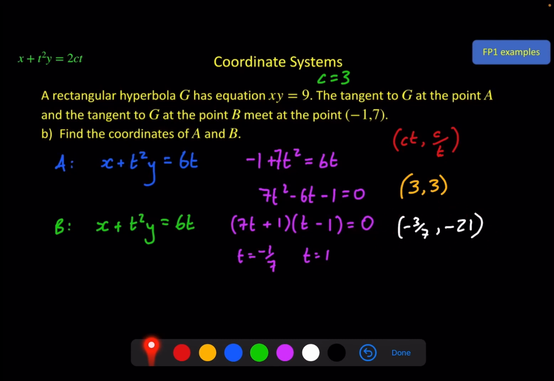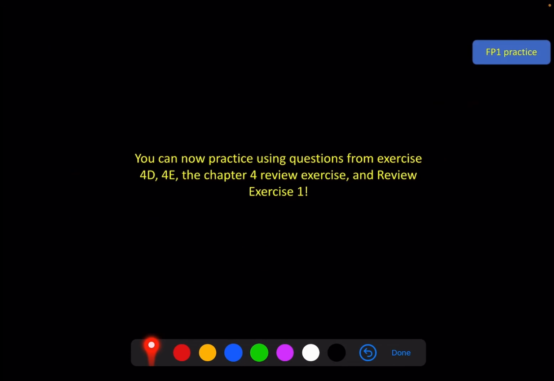And that is the final example of this chapter. You can now practice the concepts in this video from exercise 4D and 4E, and also the chapter review exercise for all of this chapter. We also hit the middle of the textbook, and there's a big review exercise 1 that covers all of chapters 1 to 4. And maybe I'll see you in chapter 5.